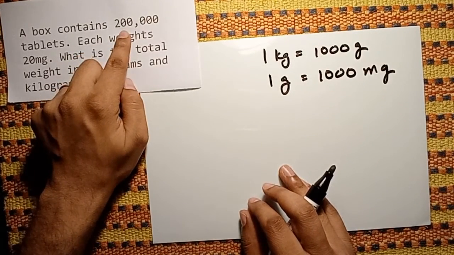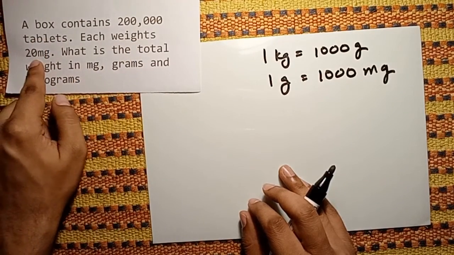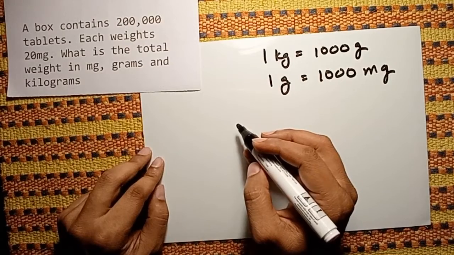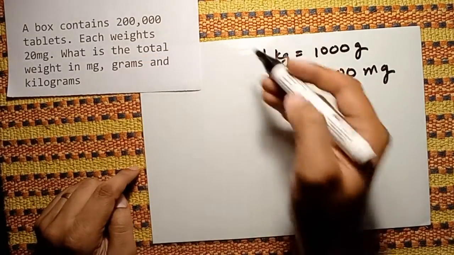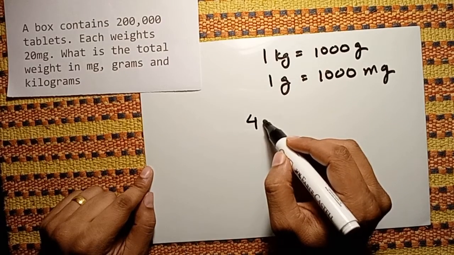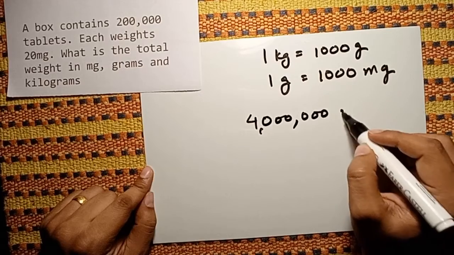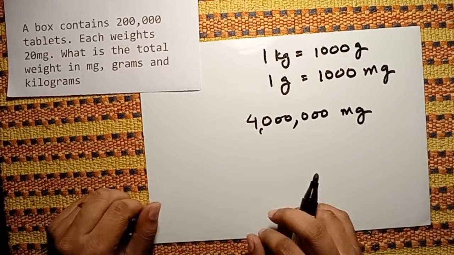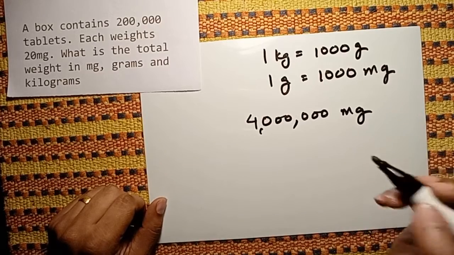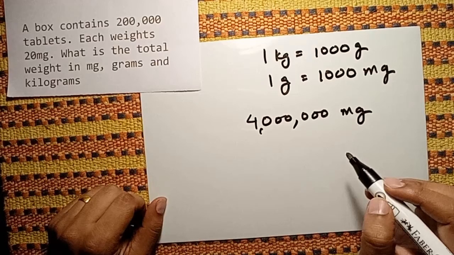Now let's look at the problem. 200,000 tablets, weight of each tablet is 20 milligrams. So total weight is simple multiplication. So it would be 4 million milligrams. If I want to convert milligrams into grams, how will I do it?